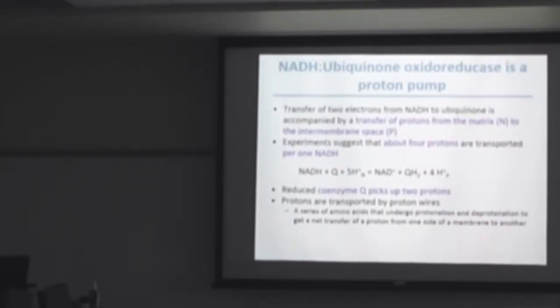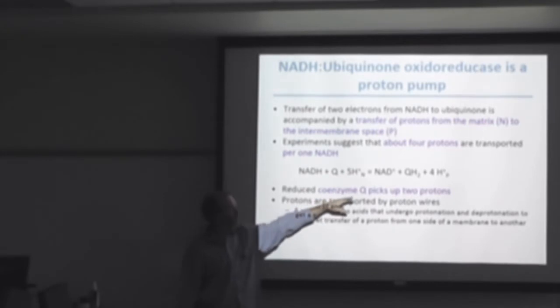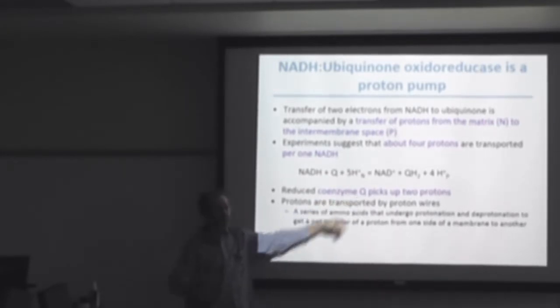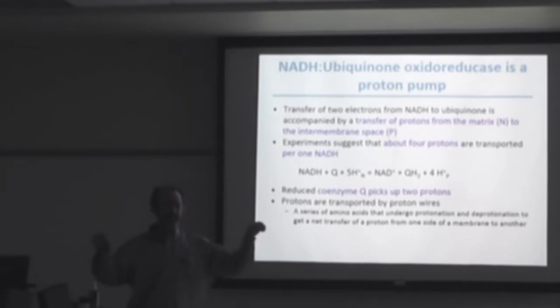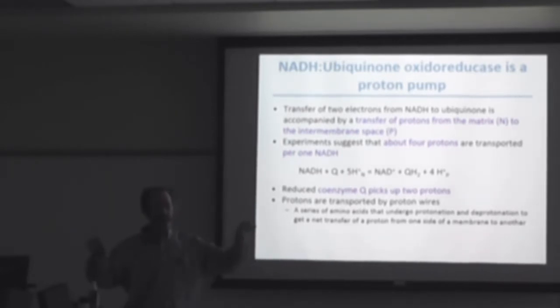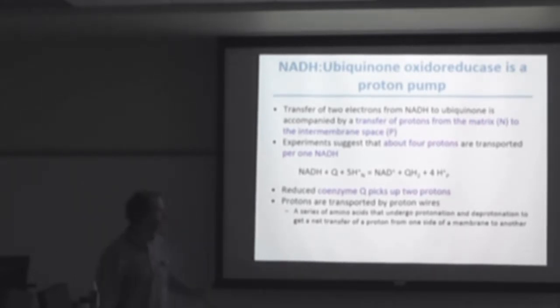So NADH ubiquinone oxidoreductase is a proton pump. Transfer of 2 electrons from NADH to ubiquinone is accompanied by the transfer of protons from the matrix to the inner membrane space. Experiments suggest that about 4 protons are transferred per 1 NADH. And reduced coenzyme Q then picks up 2 protons also, because you go from the quinone form to the alcohol form, you need those 2 protons there also.